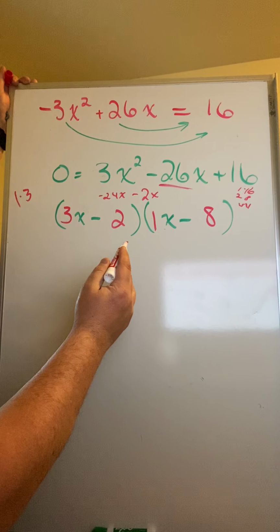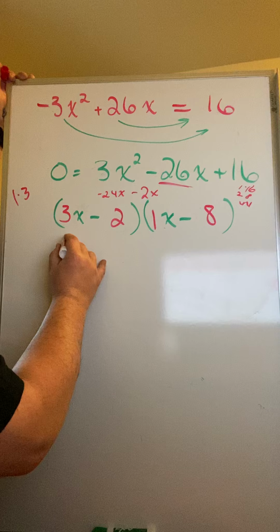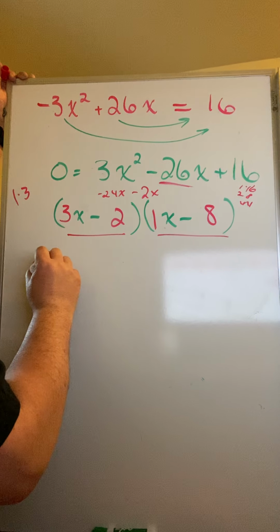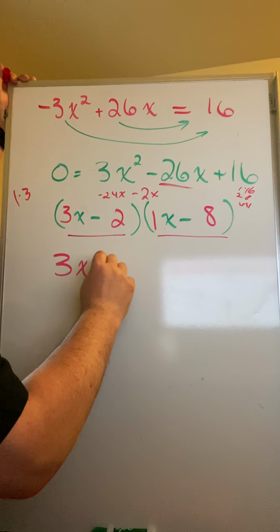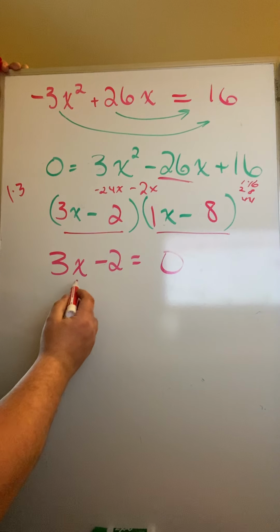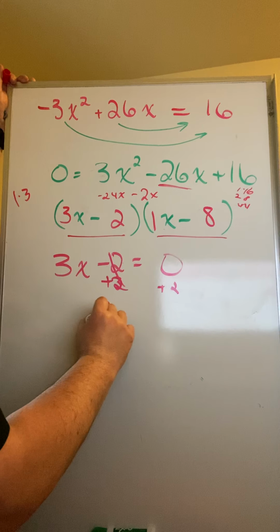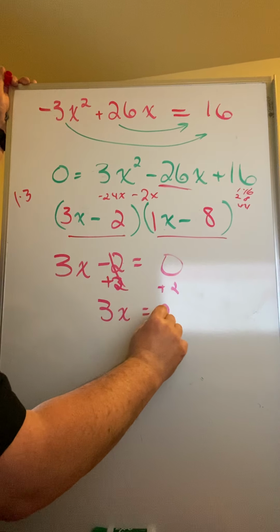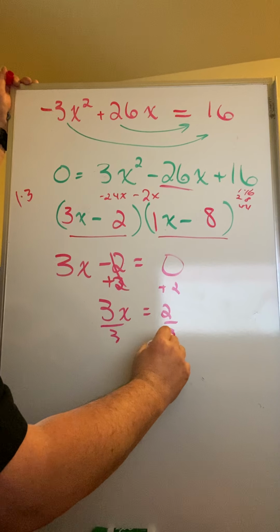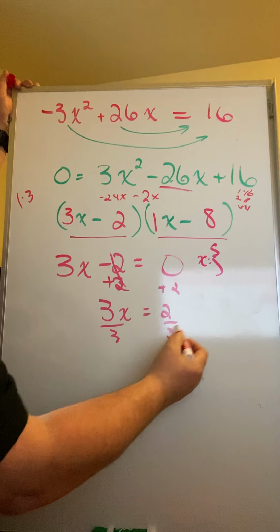Good. That works. That's all well and good. We're not done. We now have to take each one of these parts and set it equal to 0. Okay, let's do the first one. Add 2 to both sides, and you've got 3x is equal to 2. Divide by 3, and answer number 1, x will be 2/3.